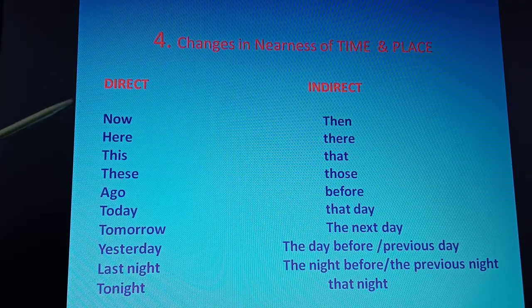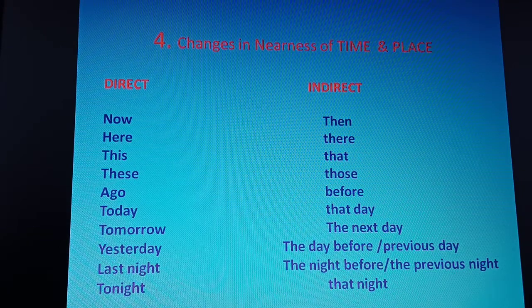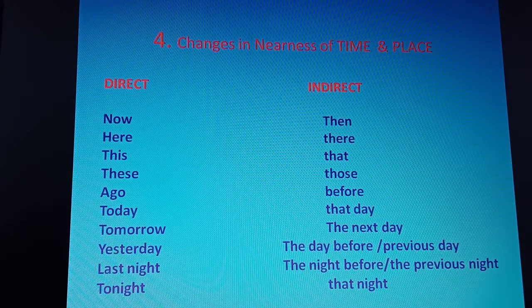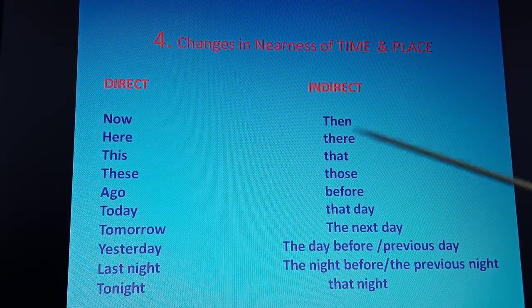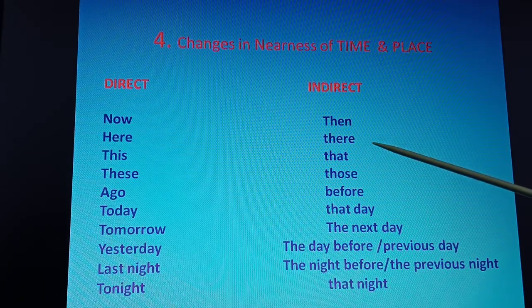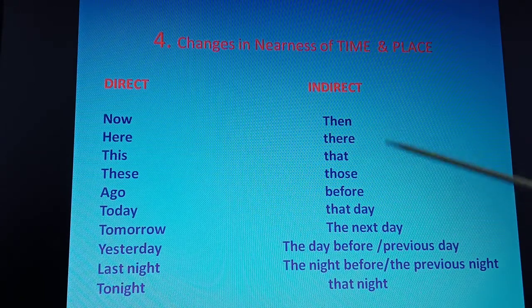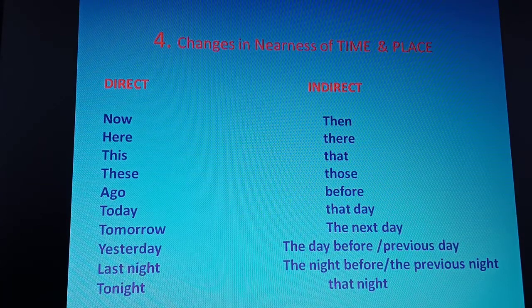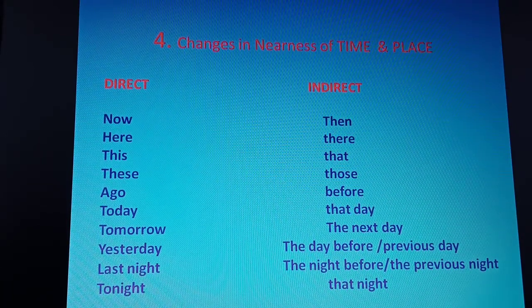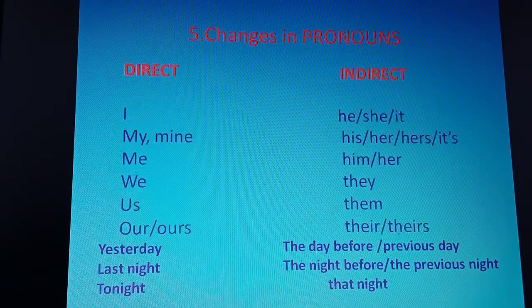For example, the teacher said, bring me your homework now or just now. Okay? Indirect speech would be, my teacher told to bring my homework just then. Okay? Now will change into then. Come here. The teacher said to come there. This will change into that. So, this is how the changes take place. With more examples, you will come to know. Okay? Let's move on to the fifth rule.